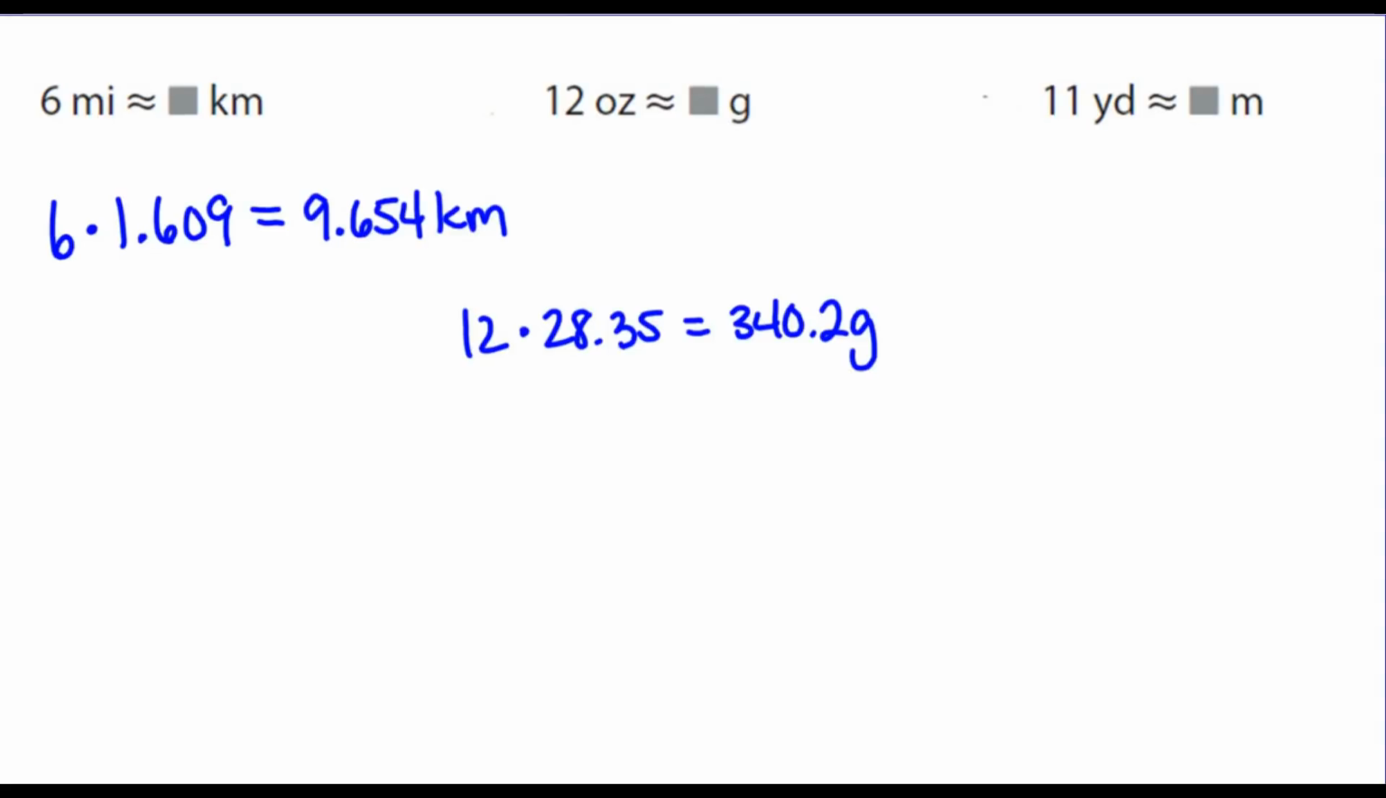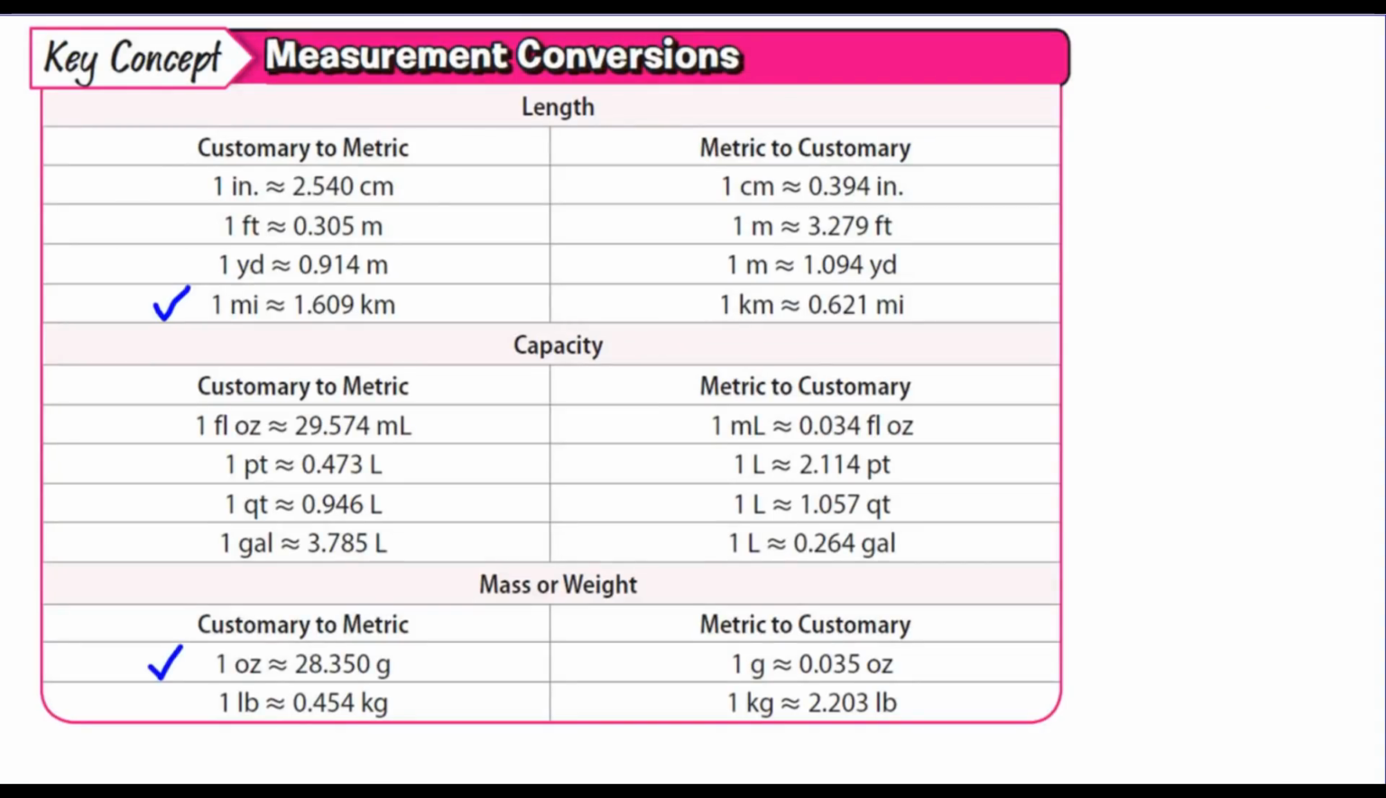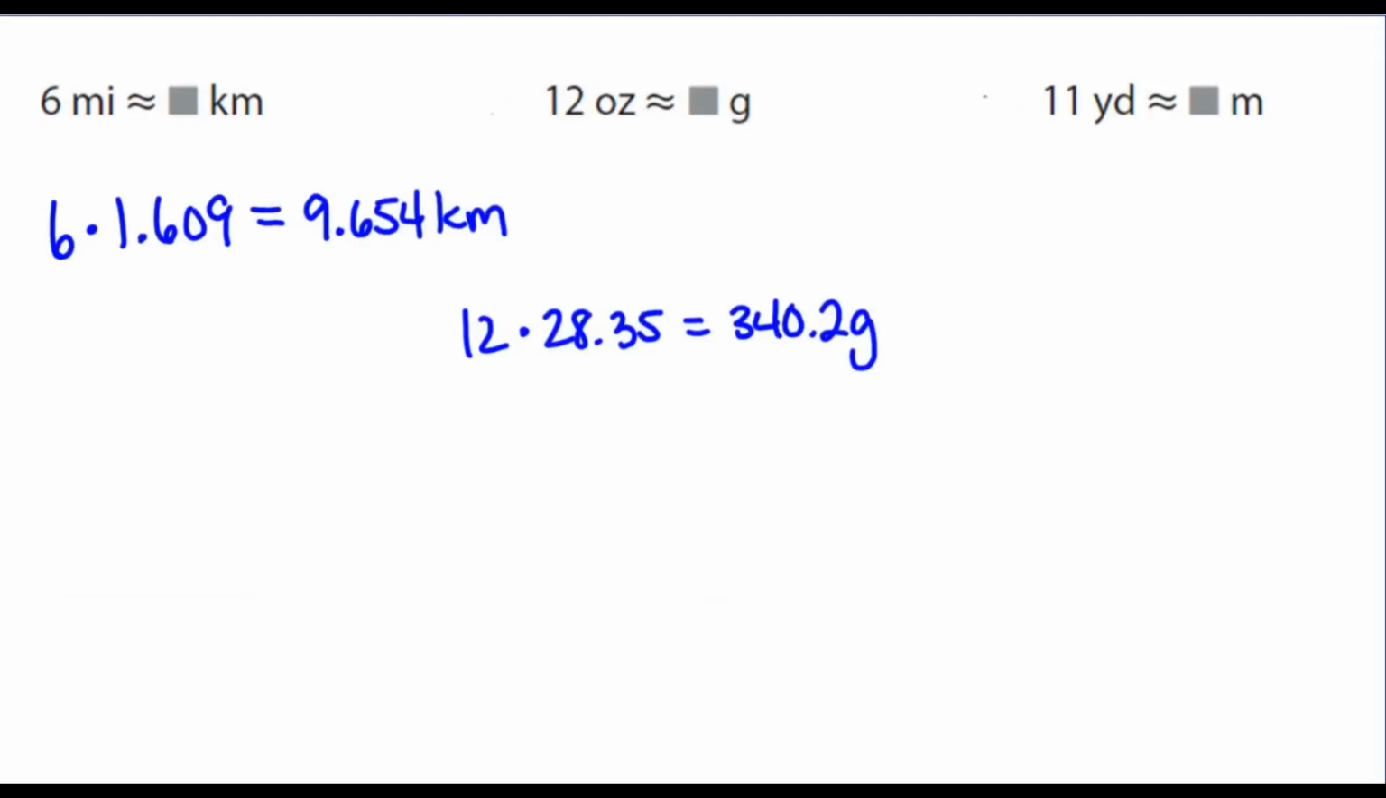And then lastly, 11 yards is about how many meters? So again, if I look back at my chart, I'm looking for yards to meters, which is right here. 1 yard is about 0.914 meters. So I take the number of yards times the number of meters in 1 yard, and I get 10.054 meters. So 11 yards is 10.054 meters.